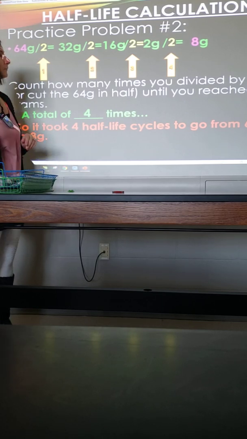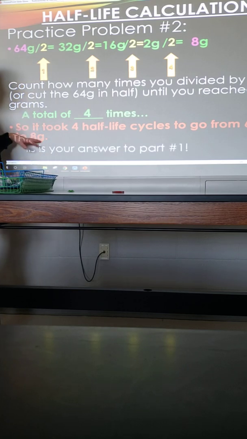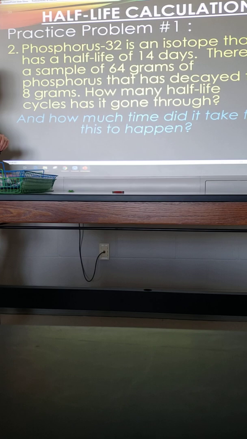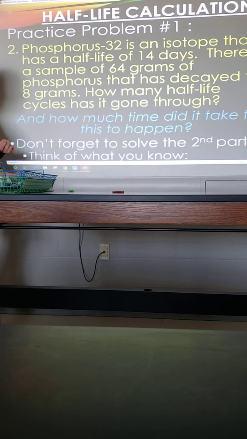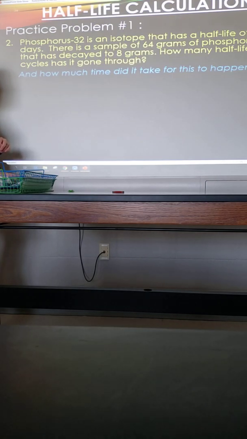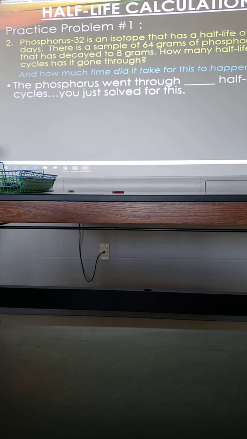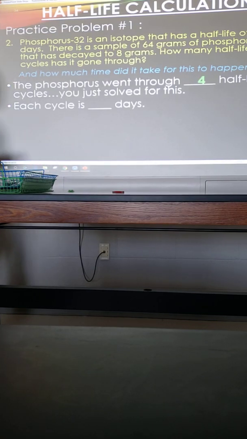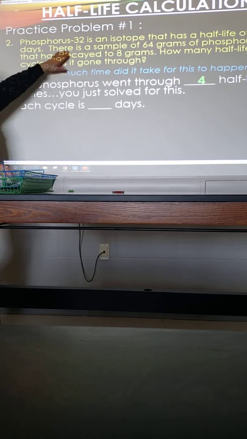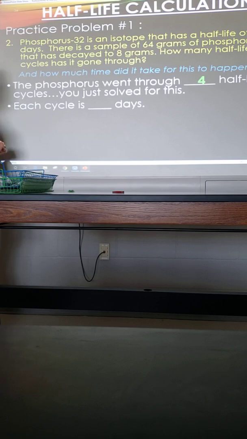Okay, so from here, our answer is 3, but we have to go back and do part 2, right? How much time did it take for this to happen? So going with our 3, not 4 answer, think about what we know. Well, we know that the phosphorus went through 3 half-life cycles, right? That's what we just solved. Went through those 3, not 4. So each cycle, and I'm glad you guys are here to double check me. You are trusting. And it said in the problem, each half-life is 14 days, right? It says that right there in the problem.